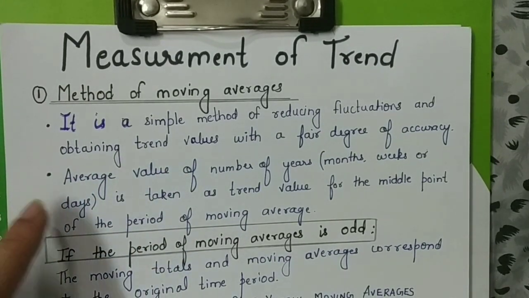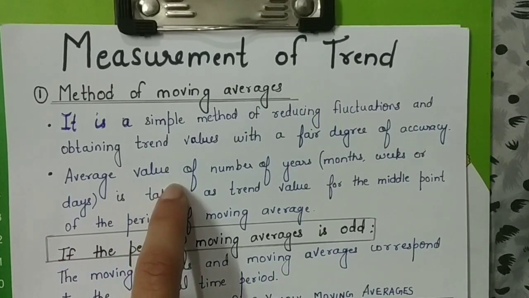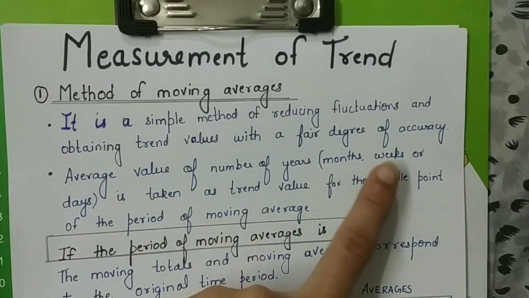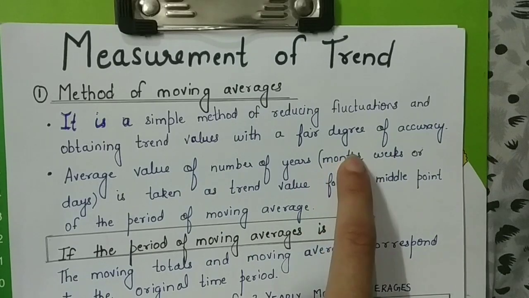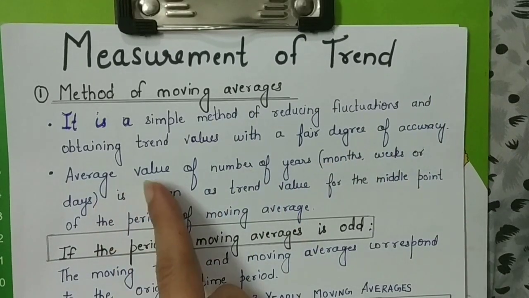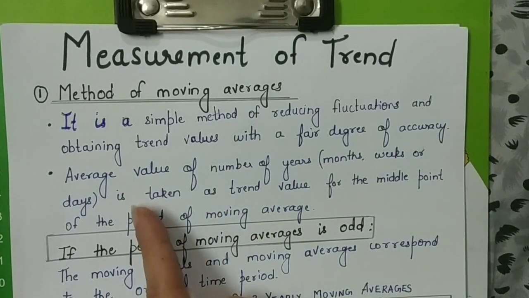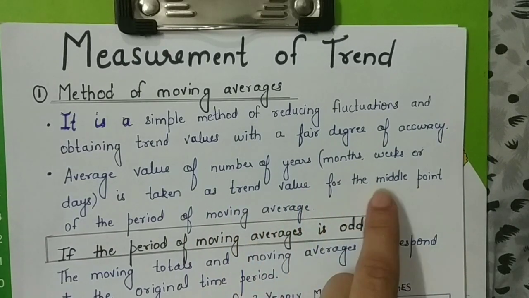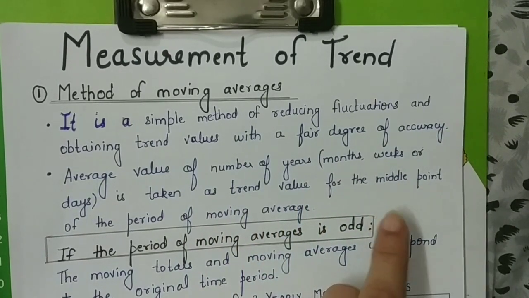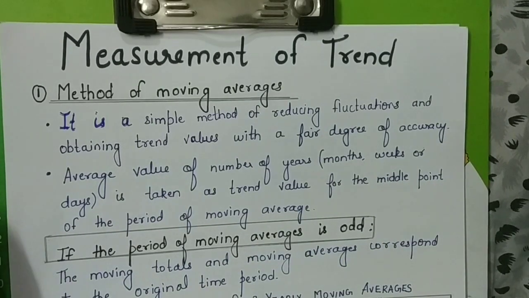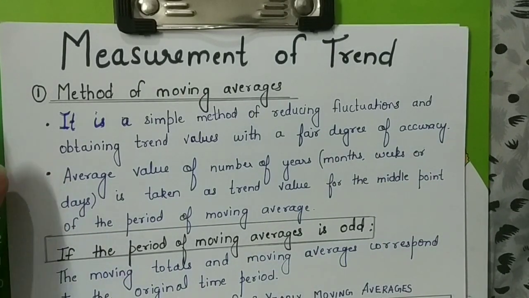Now what you need to do is take out the average value of the number of years or months or weeks or days, whatever time period you have taken. You will take out the average value of a particular time interval and will place the trend value corresponding to the middle point of those years or months.